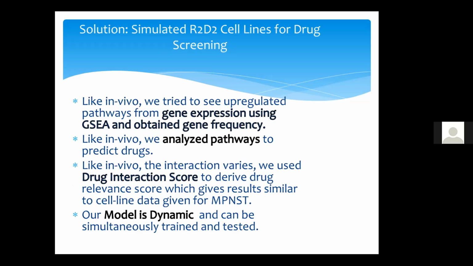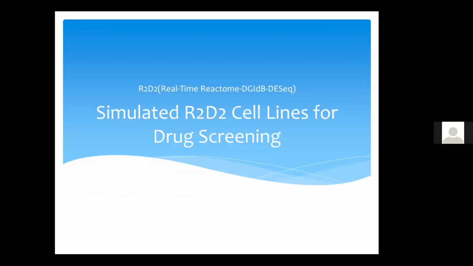For the solution, just like in vivo, we see gene expression, and just like in vivo, from proteins we have particular pathways. We did gene set enrichment analysis and analyzed pathways. Just like in vivo, a drug interacts according to pharmacogenomics. So we gave a drug interaction score, and we received drug gene interactions from the drug gene interaction database, and we trained a model which is dynamic. So presenting to you simulated R2D2 cell lines for drug screening.